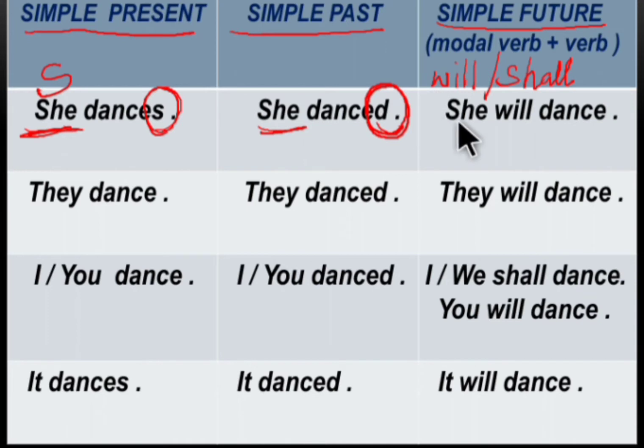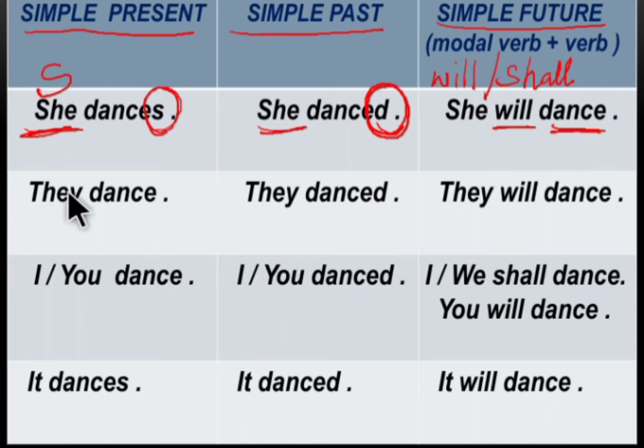So, she will dance. I've already taught you where we use will and where we use shall. Shall is used along with the first person pronoun and will is used with the second person and the third person pronouns. Now look at the example. She will dance. So this modal verb, that is will, shall or any of the modal verbs, is mandatory in the future tense. She will and dance. This dance is in the present form. So this denotes the future tense.